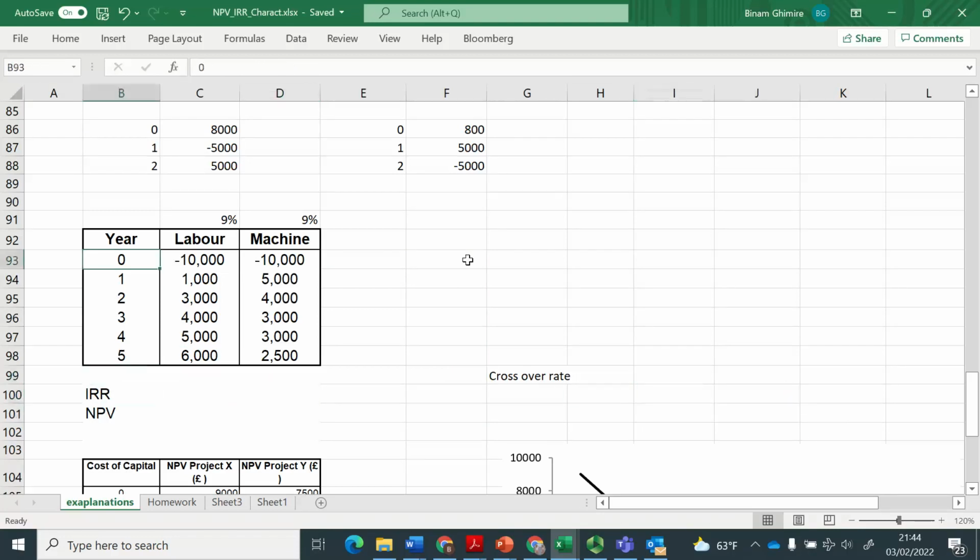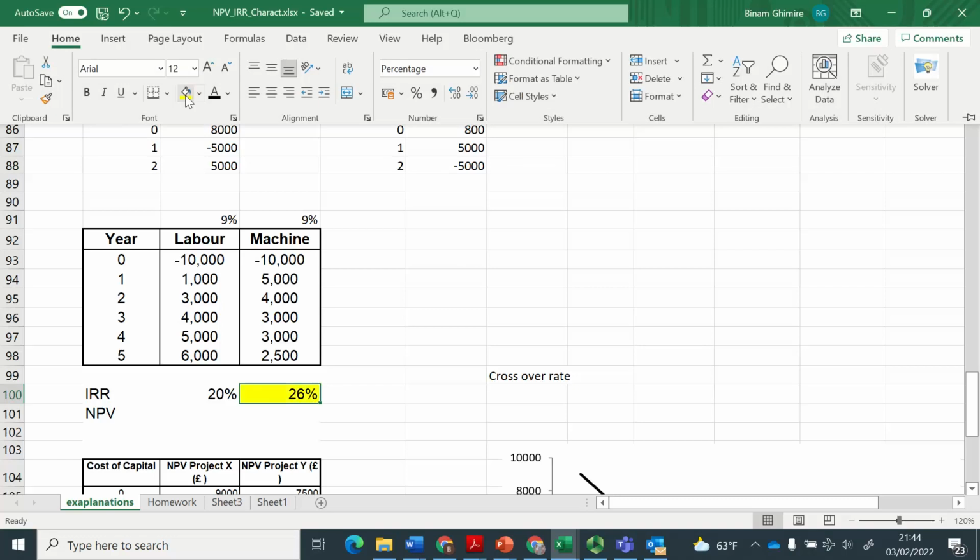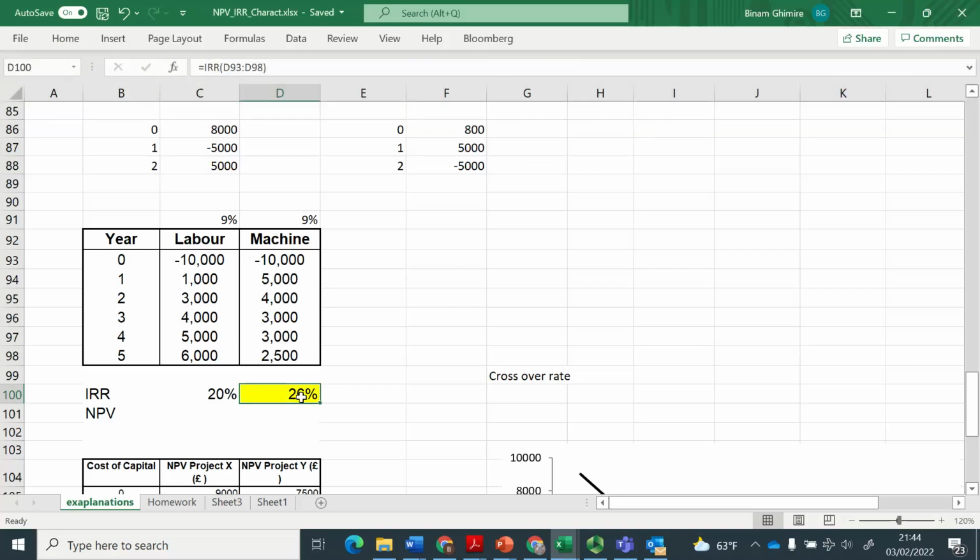Firstly, let's find out the NPV and IRR for this using computer. So IRR, and you get the IRR quickly here, 20% and 26%. So if you compare these two projects using IRR method, then you will say machine is what we need to take because machine project has higher IRR. Now if you ask NPV, then here let's first say that this rate is 7%. This rate therefore is also 7.